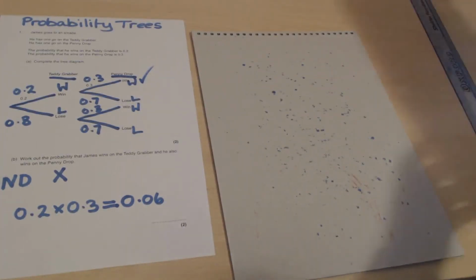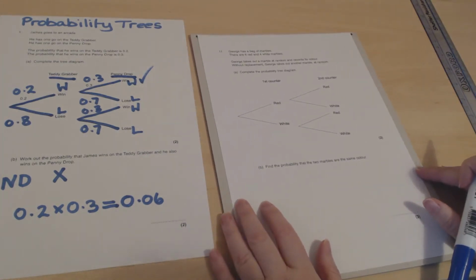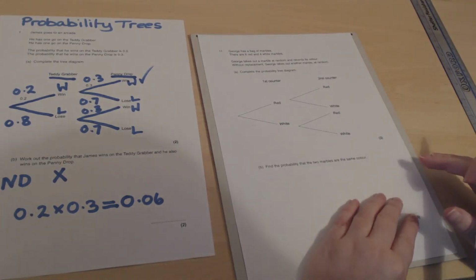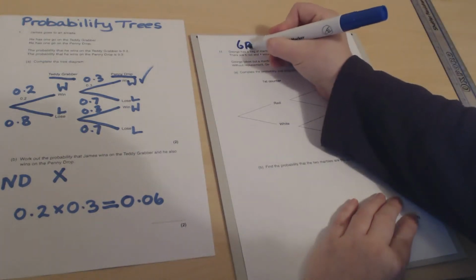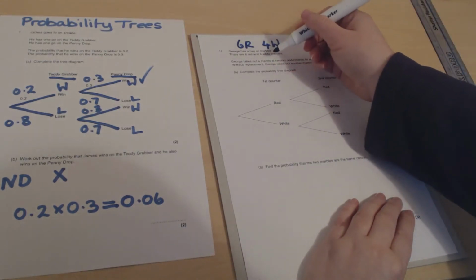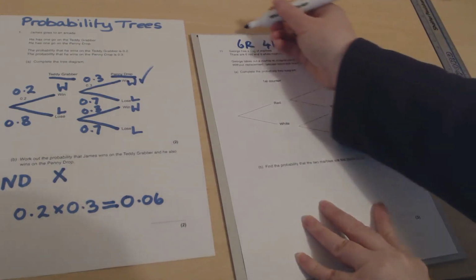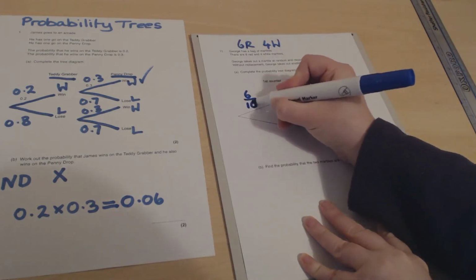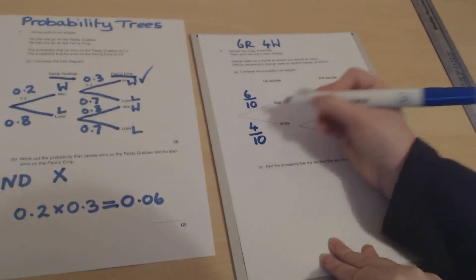Final example. So we're finally going to look at what happens when things aren't put back. So here we've got marbles in a bag. There are 6 red and 4 white. That's what we've got to start with. So George takes out a marble at random and records its colour. So that's the first time round. So we've got 10 altogether. So the probability of a red is going to be 6 out of 10, and the probability of a white is going to be 4 out of 10.